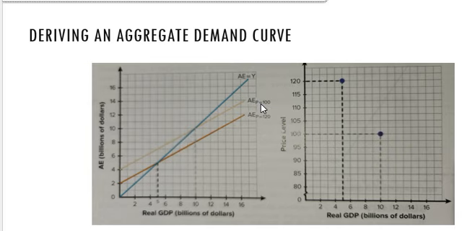If we have a different price level, let's say our price level is 100. So now this aggregate expenditure line intersects the 45-degree line at 10. So over here, price level 100, and then real GDP is 10. And then if we connected the dots, we would derive an aggregate demand curve. So we can use our aggregate expenditure lines to create our aggregate demand curve.